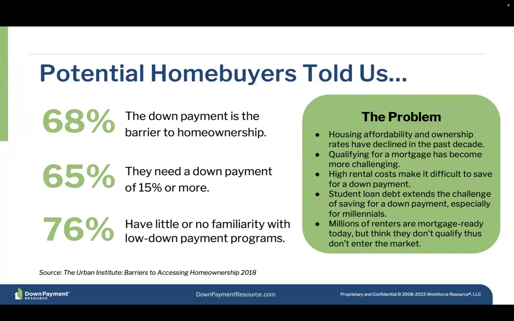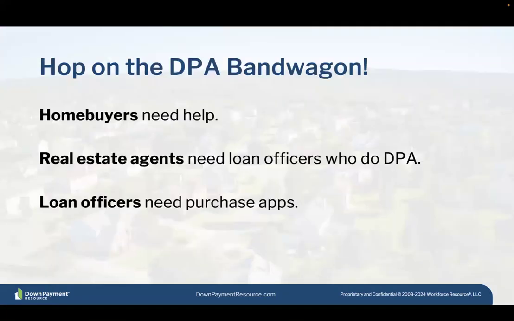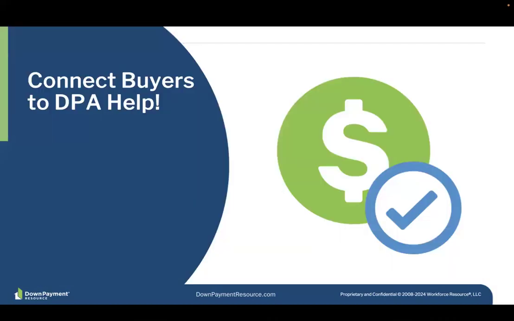So all of this means there's a problem with the perception that aspiring buyers have about down payment requirements. And we can come to them with solutions, knowing that home buyers need help, agents need loan officers who do down payment assistance well, and loan officers need purchase volume. So, with all that in mind, how can we help connect buyers to these down payment assistance programs that can expedite their home ownership journey and that can help you fill your pipeline with active purchase transactions?